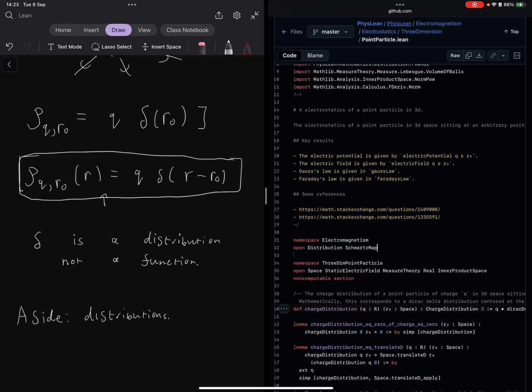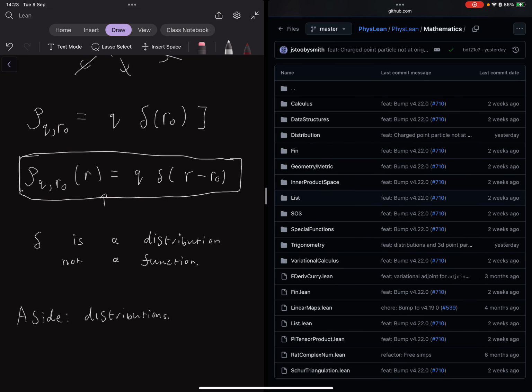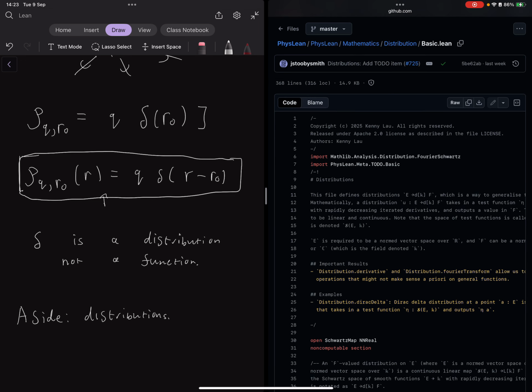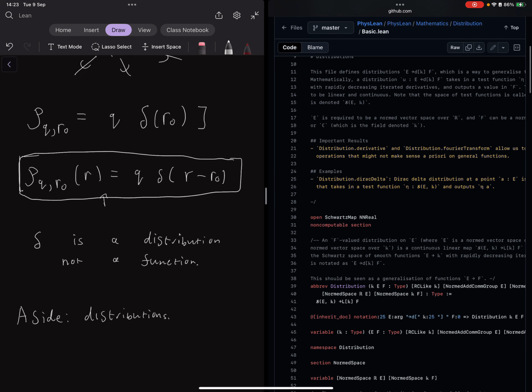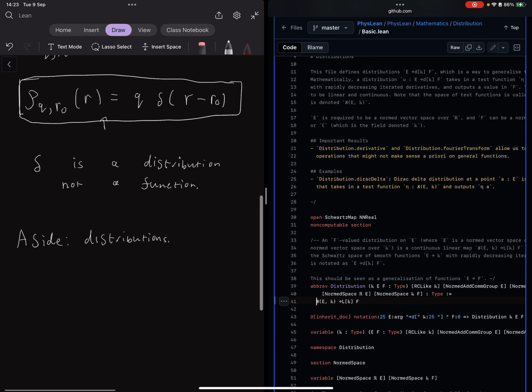And we can go over to PhysLean to see how they have defined distributions there. So we go into mathematics, we go into distribution, and we go into basic. And we see down here, this is the definition of a distribution. Really, we're focusing on this line here. Bit cryptic, so let me go over and explain what the definition of a distribution is.